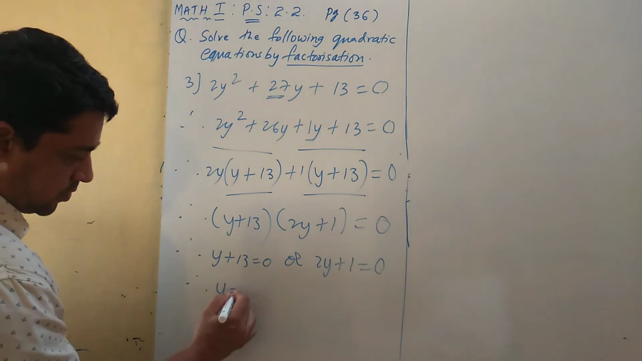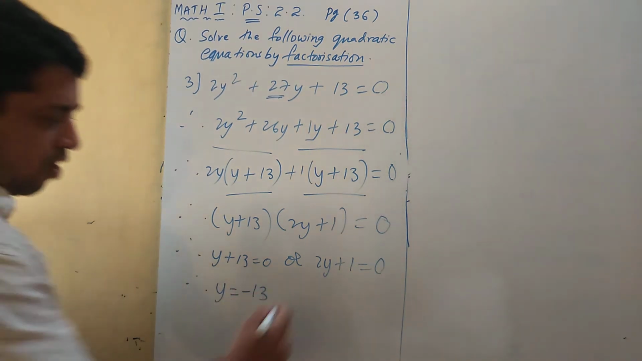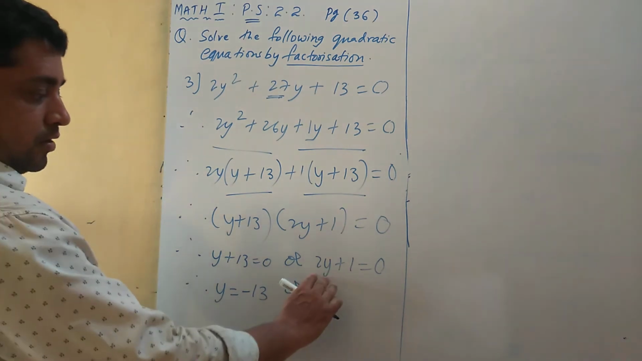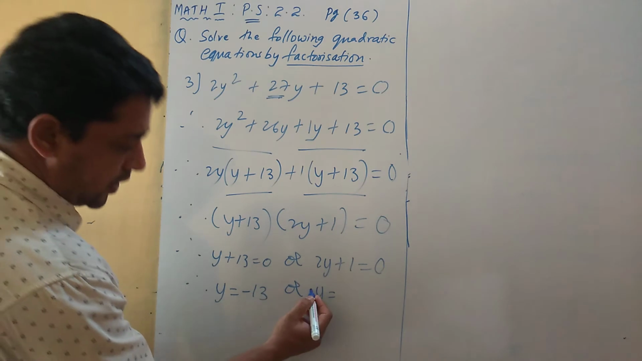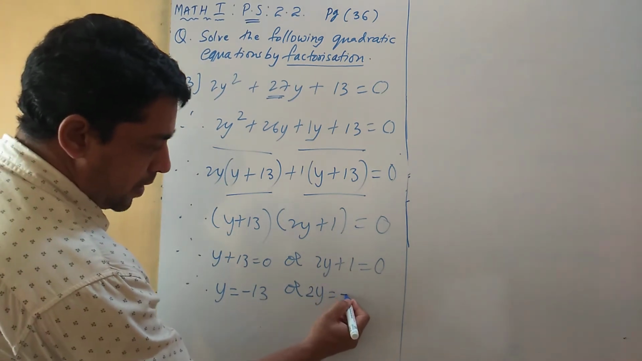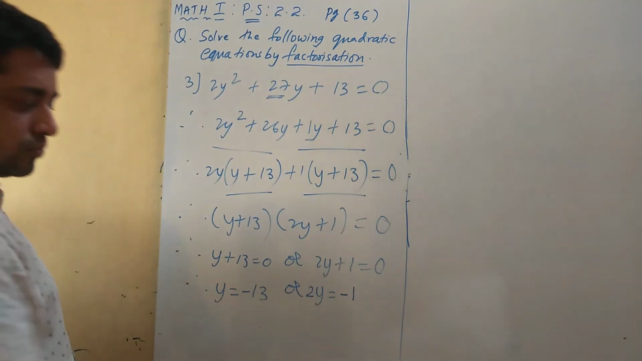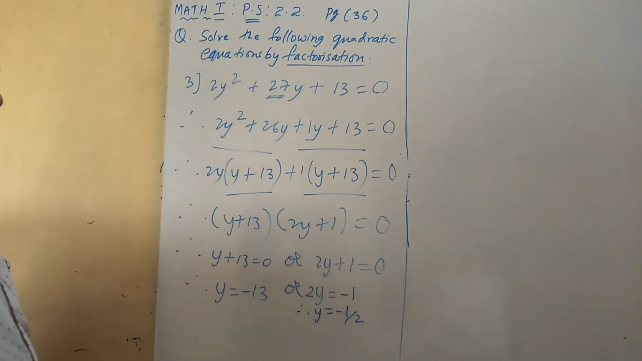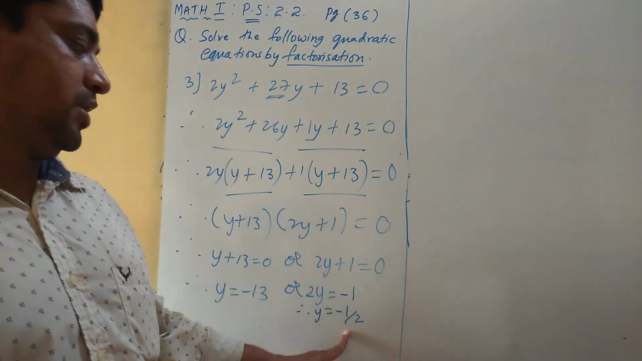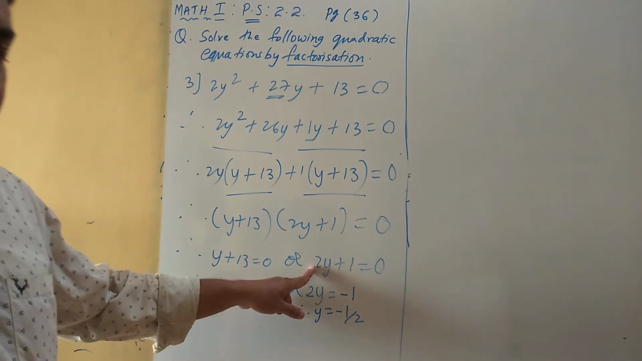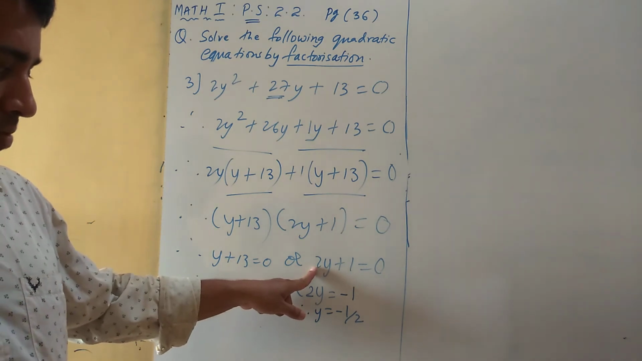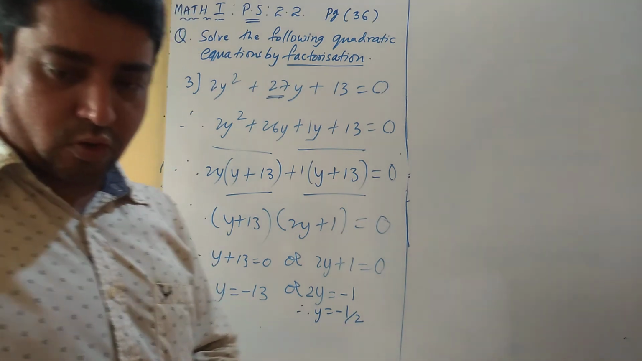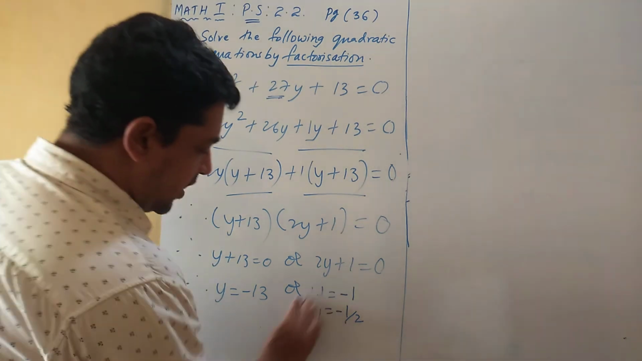Therefore y is equal to minus 13 or y is equal to, now be careful here, we have 2y. So I can write like this, 2y is equal to minus 1, correct? Therefore y is equal to minus 1 upon 2, that is negative half. Is it clear? Why? Because we have a coefficient here, 2y. So you can write directly also y is equal to minus 1 upon 2. So if you want in the exam, it's better you write directly.